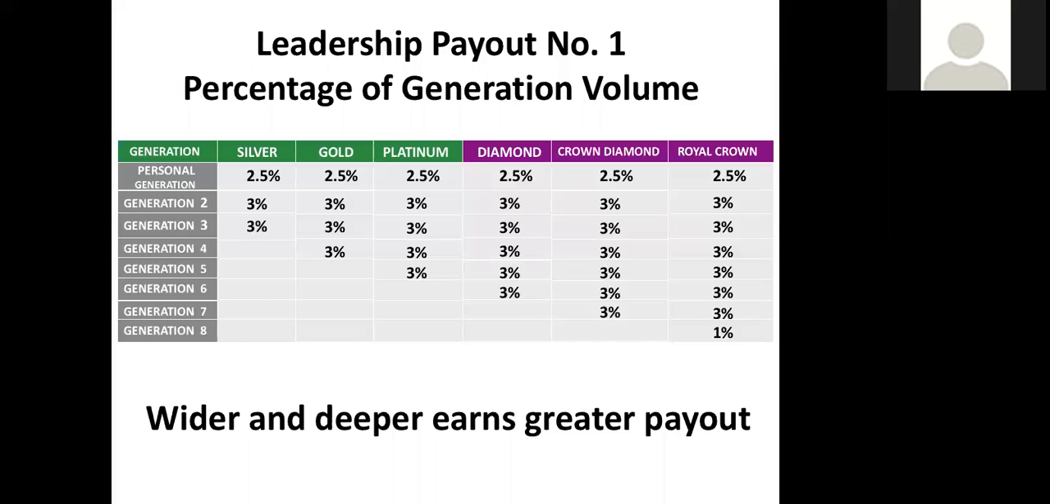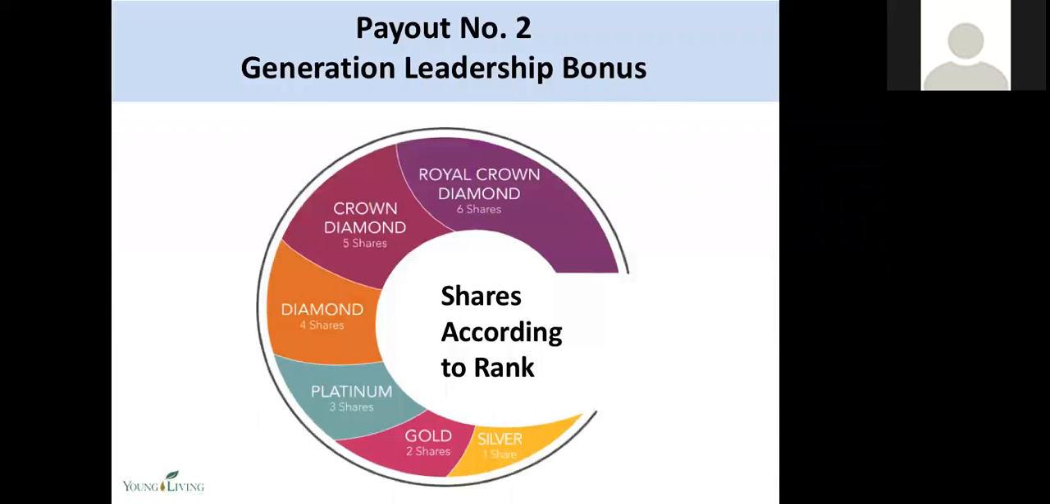So let's go ahead and talk about that second aspect, which was the generation leadership bonus. This is the one where Young Living takes 6.25% of global commissionable sales and divides that by the number of members and the number of shares that those members qualify to be paid on to determine what the share value is for this particular bonus. And so the share value can fluctuate. It can go up or down depending on a few factors within the month.